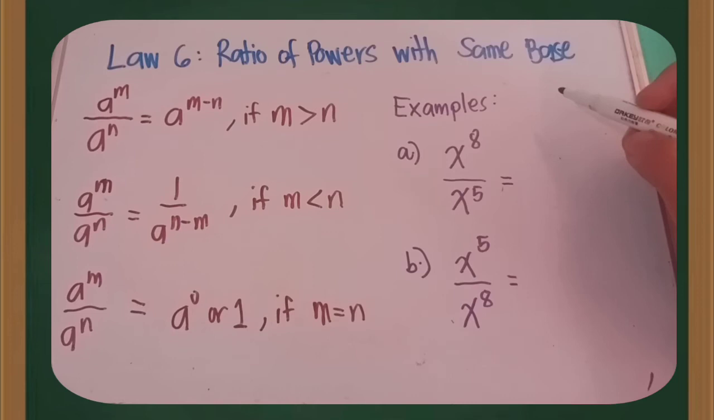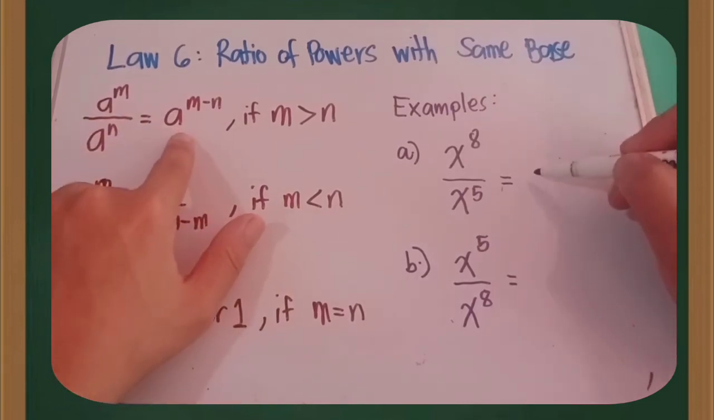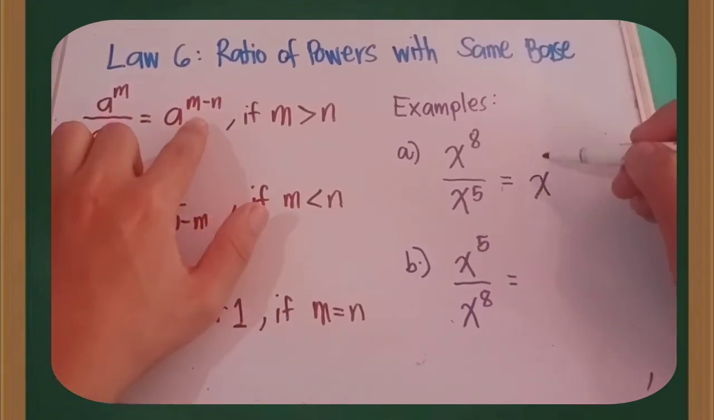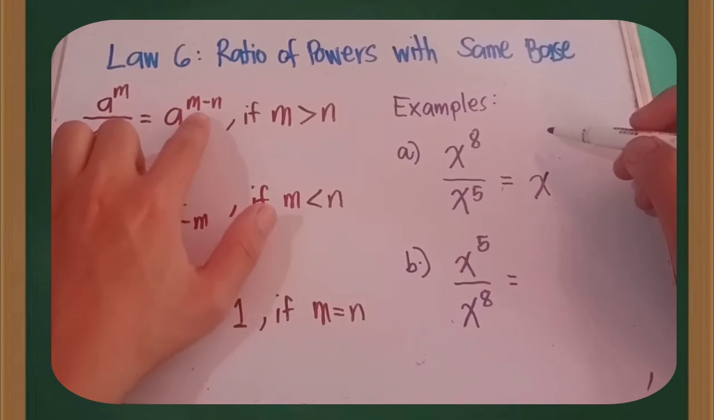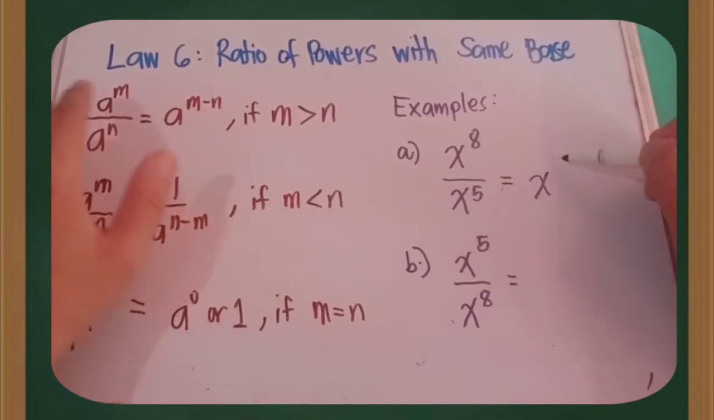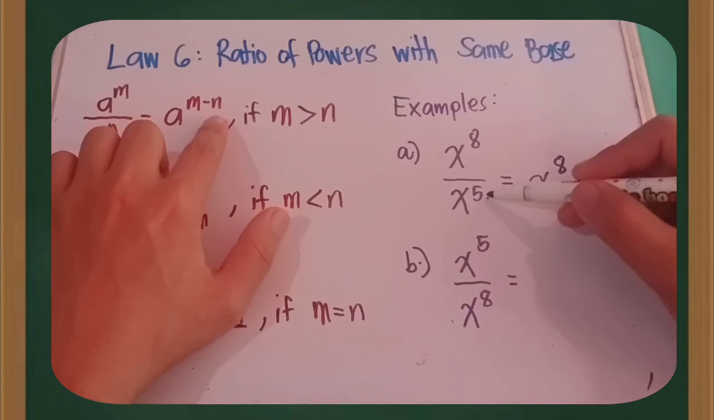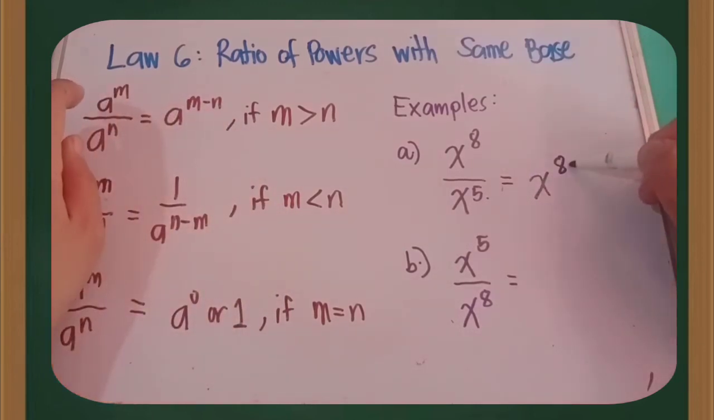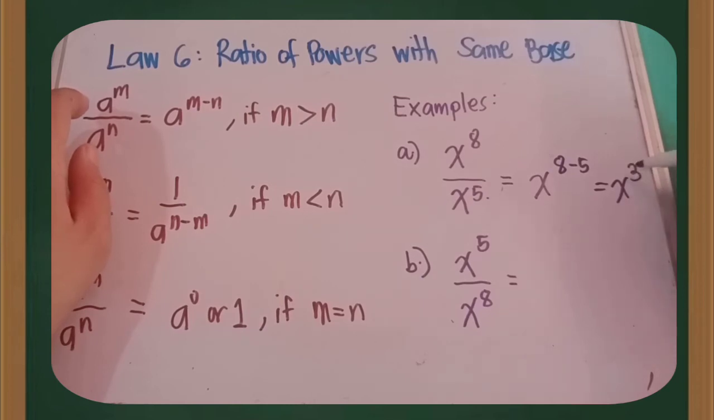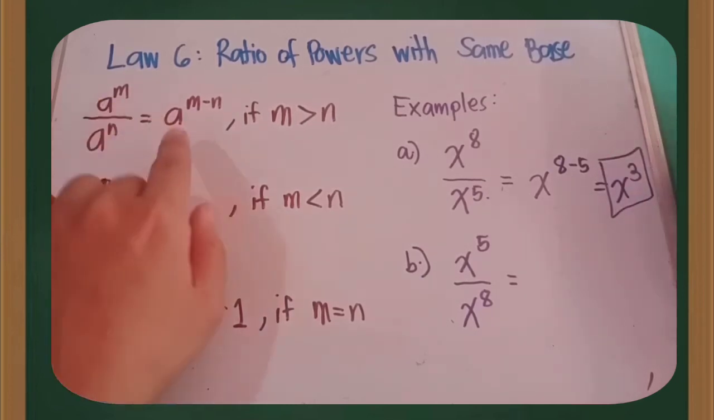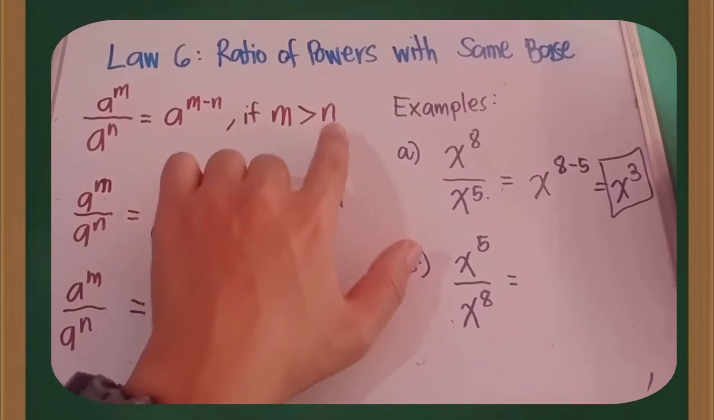So, ang atong buhaton is i-copy ang common base, which is x. Then, i-subtract nato ang ilang exponent, m minus n. Our m here is 8, and our n here is 5. So, 8 minus 5, then it becomes x raised to the power of 3. So, this is the answer. Okay? Please take note nga mao ni if m is greater than n.